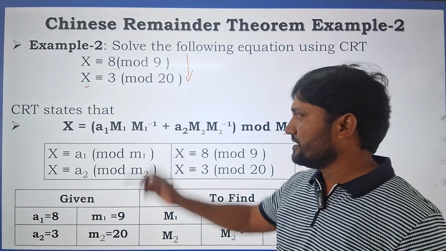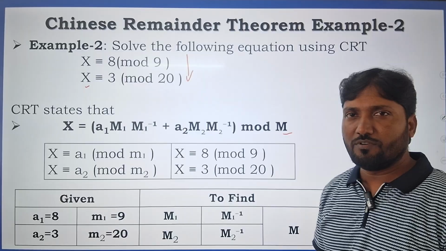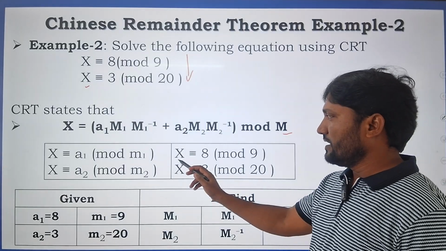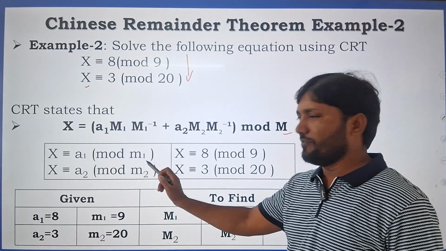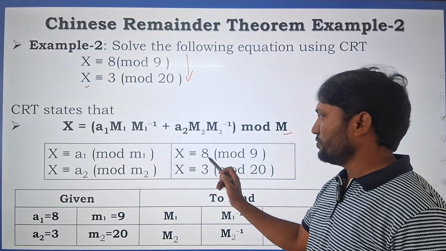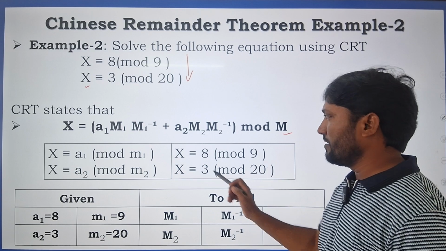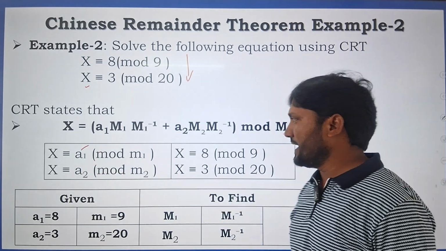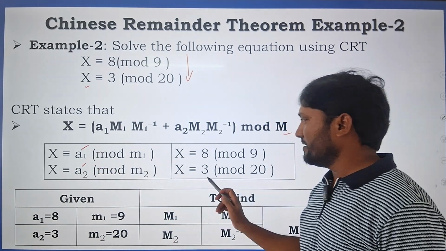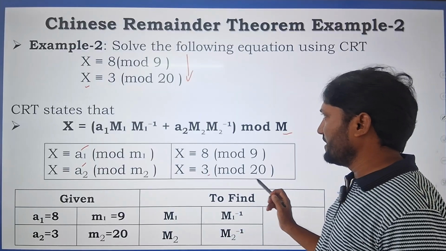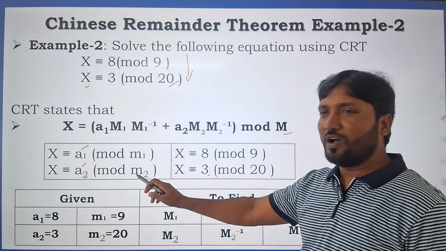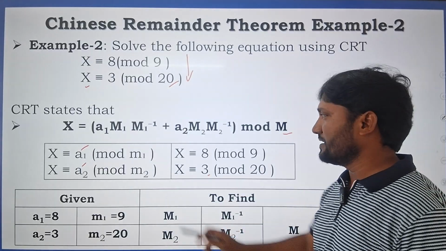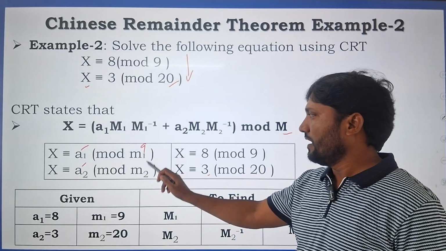Now in this given equation, what are the given values? x congruent 8 mod 9, that is a1 mod m1. What is the a1 value here? 8. And what is the a2 value here? 3, and mod 20, the given second equation. Now what is the small m2? Small m2 is 20, and small m1 is 9.